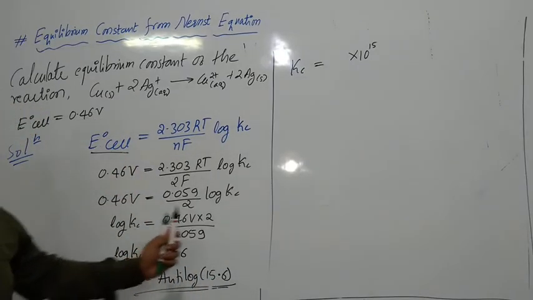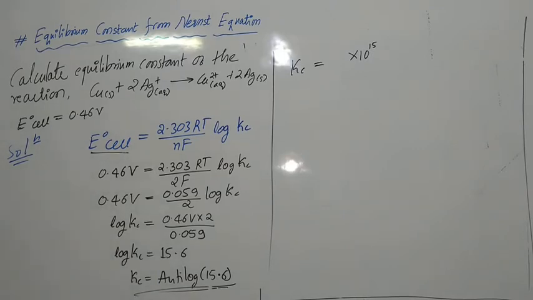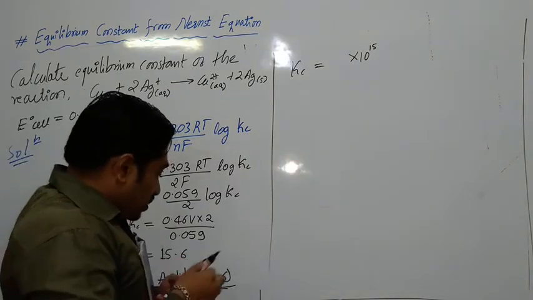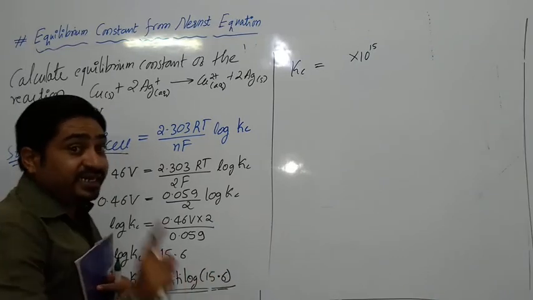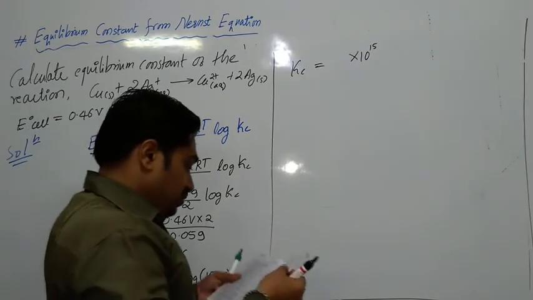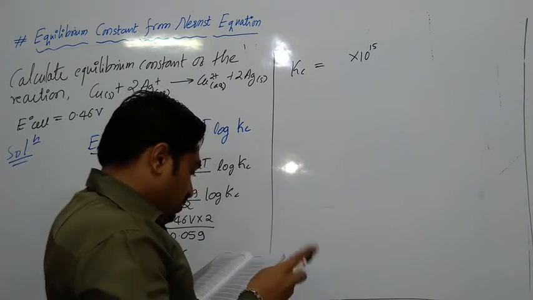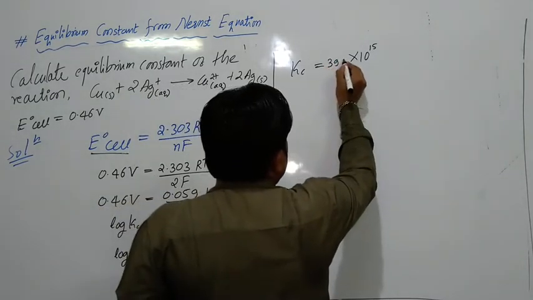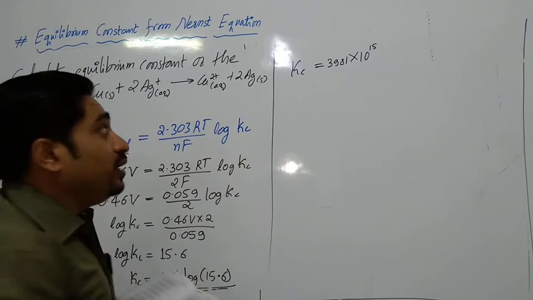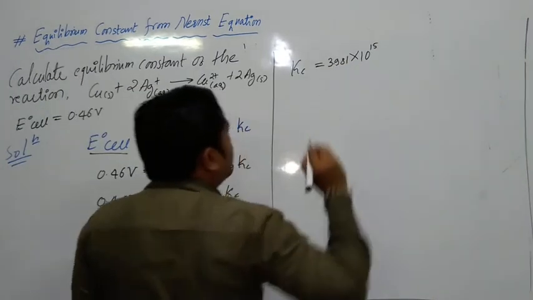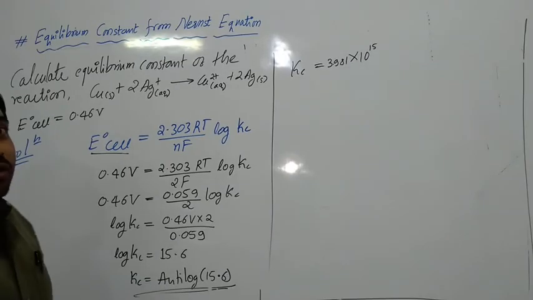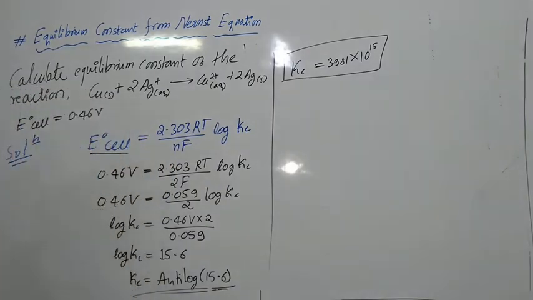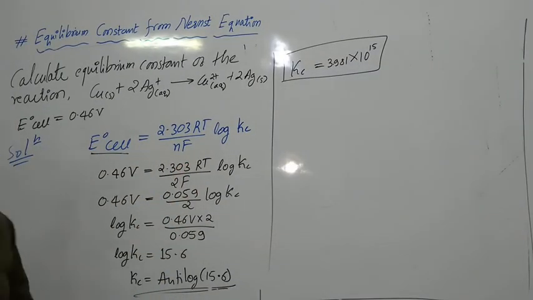0.6 means 0.60. It doesn't mean 0.06. It is 0.60, and the anti-log is 3981. So now we have to place a decimal point after one number. So it is 3.981 into 10 to the power 15. This is the value of the equilibrium constant for this reaction.